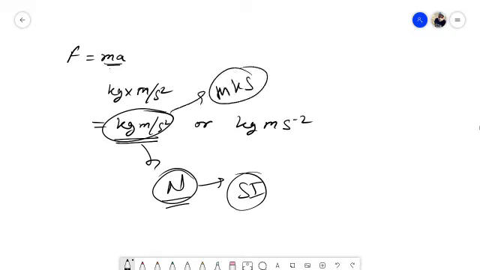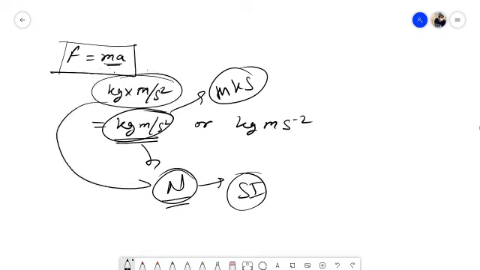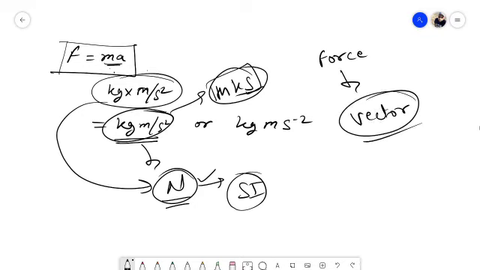Is it clear? So force is equal to mass into acceleration, and the unit of force is kg meter per second square, which is also known as Newton, right? That is the SI unit, this one is the MKS unit. And force is a vector quantity. All of you must already know that force is a vector quantity. It contains direction. Linear momentum was also a vector quantity.